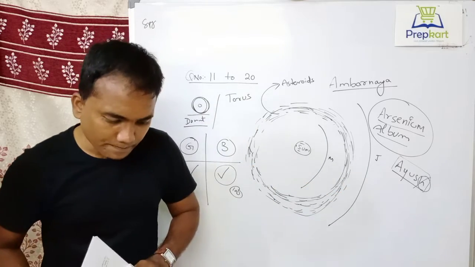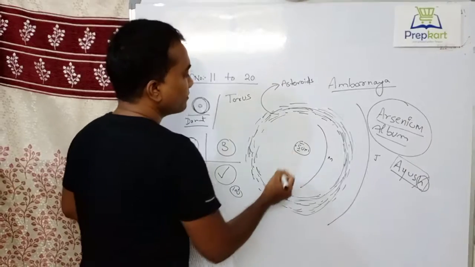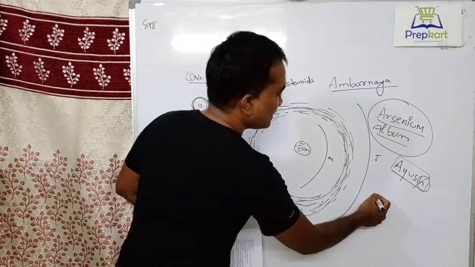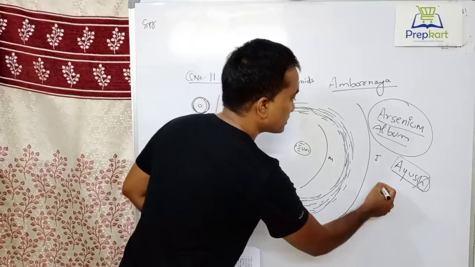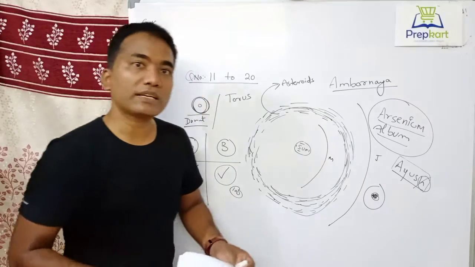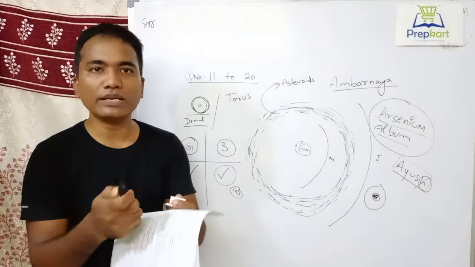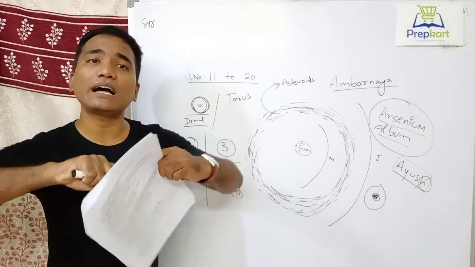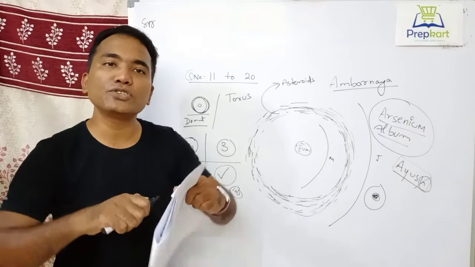For example, in an atom, if this is nucleus, inside nucleus you have protons, outside nucleus you have electrons. The protons are coming out. It means that the nucleus has been broken into pieces. That means very high temperatures. It is nothing but nuclear fission.